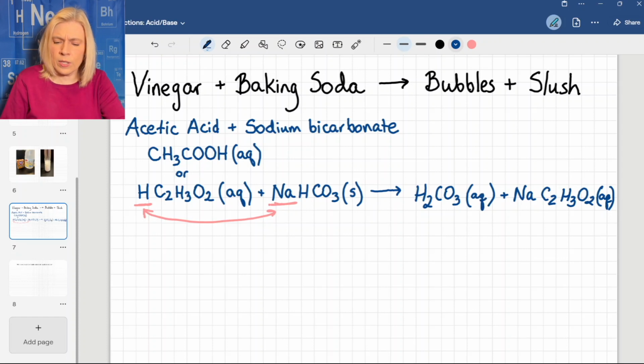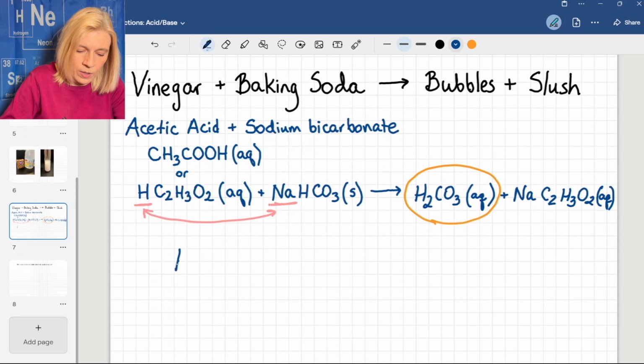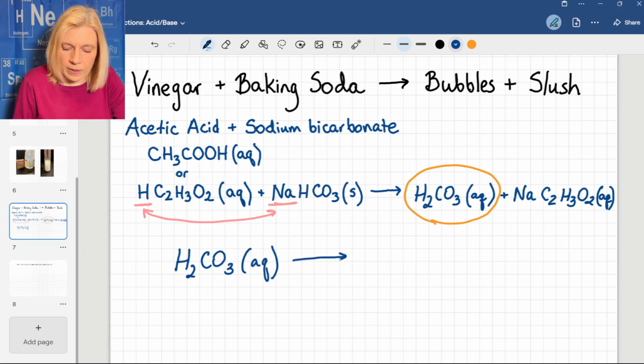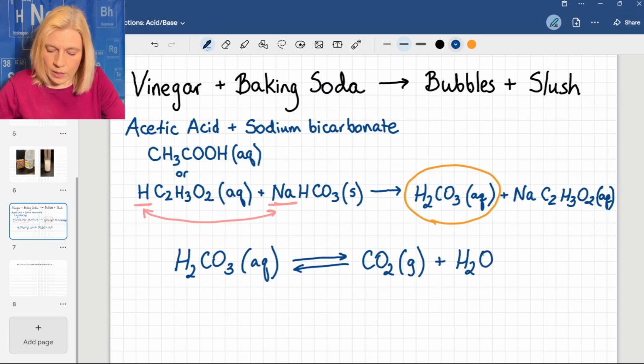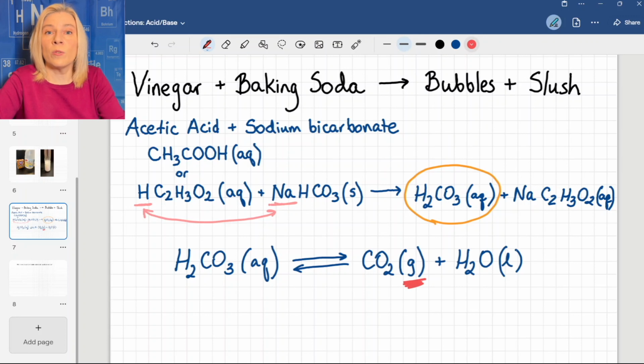So you say, what's going on here? We looked at our states. I'm going to make sure that this reaction is balanced. It is balanced. So where are the bubbles coming from? This is a very special case. We have a double replacement reaction, and then we take this guy, which is carbonic acid, H2CO3, and carbonic acid breaks apart. It's a reversible reaction. It breaks apart into CO2 gas plus water. Aha! And this is your bubbles, the CO2 gas.